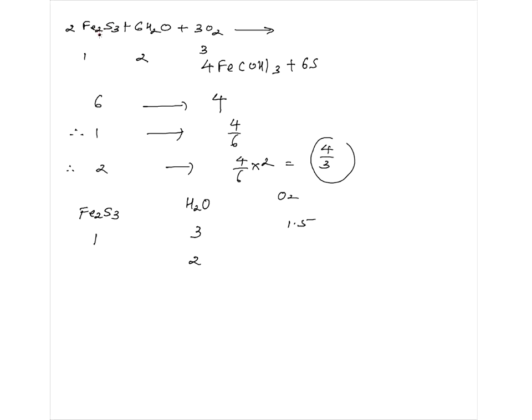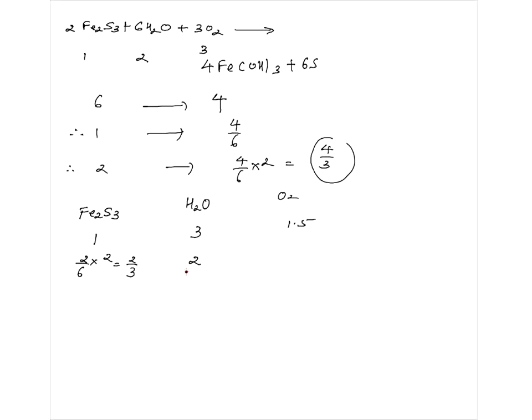Then how much Fe2S3 do you need? 2 by 6 times water. 2 by 6 times water is 2. That means you need 2 by 3. You need 2 by 3 moles. You have got 1 mole which is more than 2 by 3. No problem.